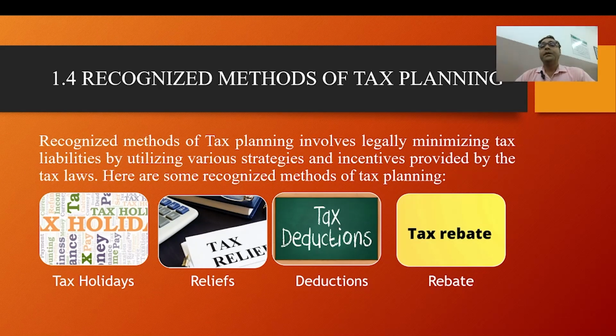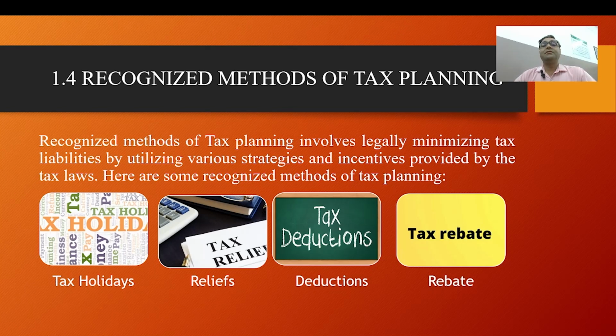For example, a government might declare a tax holiday for companies investing in renewable energy projects. It is mainly focused on the Indian government. During this period, companies involved in renewable energy production may be exempt from paying corporate income tax, encouraging them to invest in clean energy and technologies.